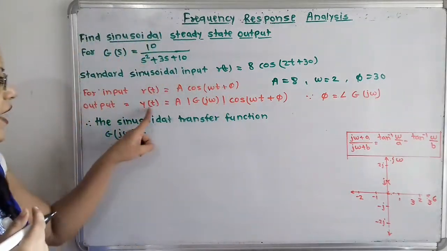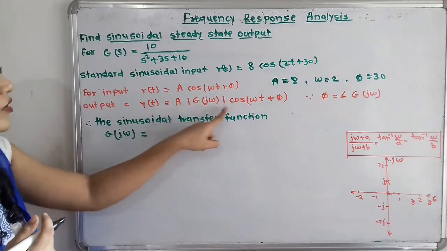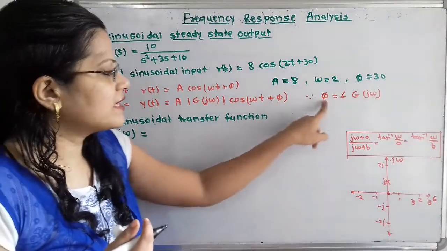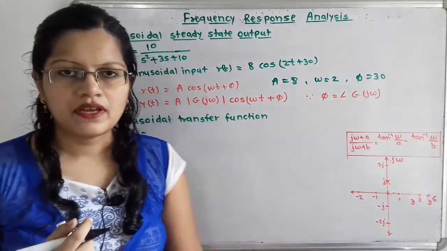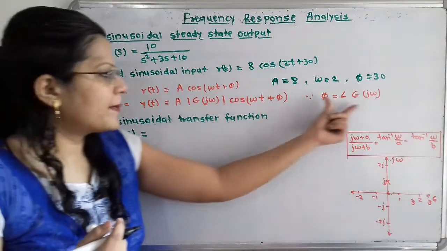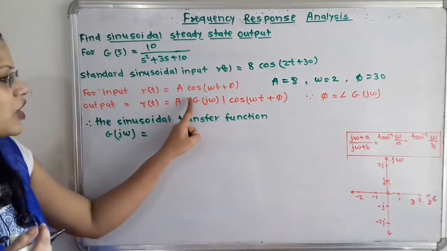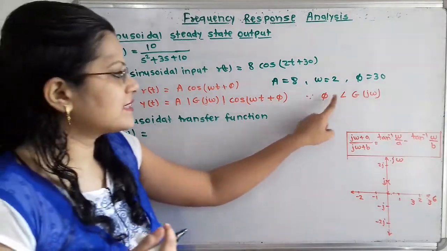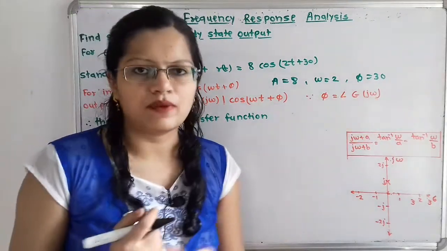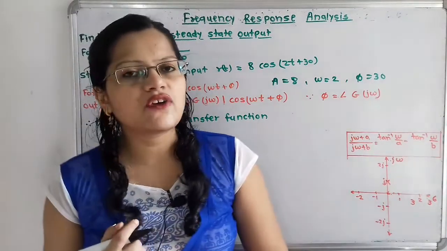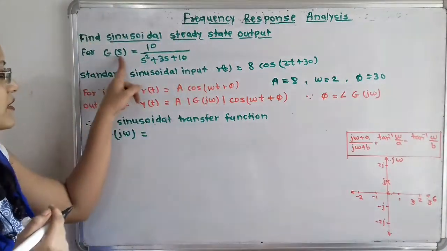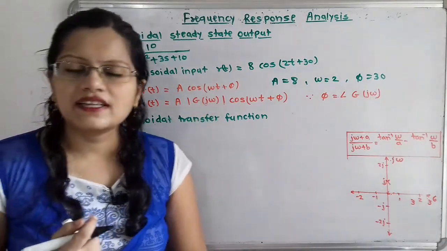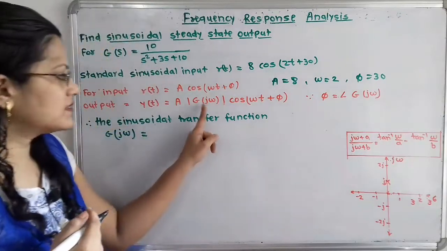So output is y(t) = A |G(jω)| cos(ωt + φ), where φ is angle of G(jω). Now if we compare this output, then we have to find out what is the modulus of G(jω), that is the magnitude, and what is the phase angle φ, that is angle of G(jω). Now given system is in the form of s, that is G(s). So how we can convert this into G(jω)? That is, we have to replace s with jω.